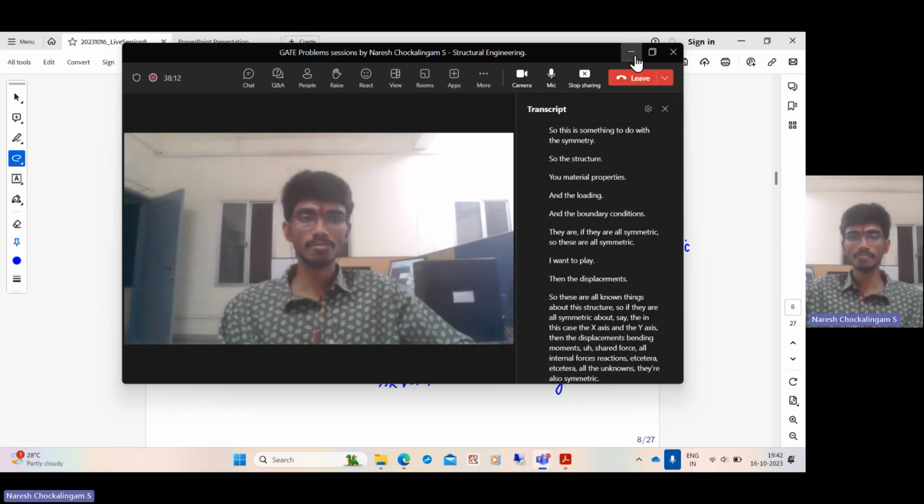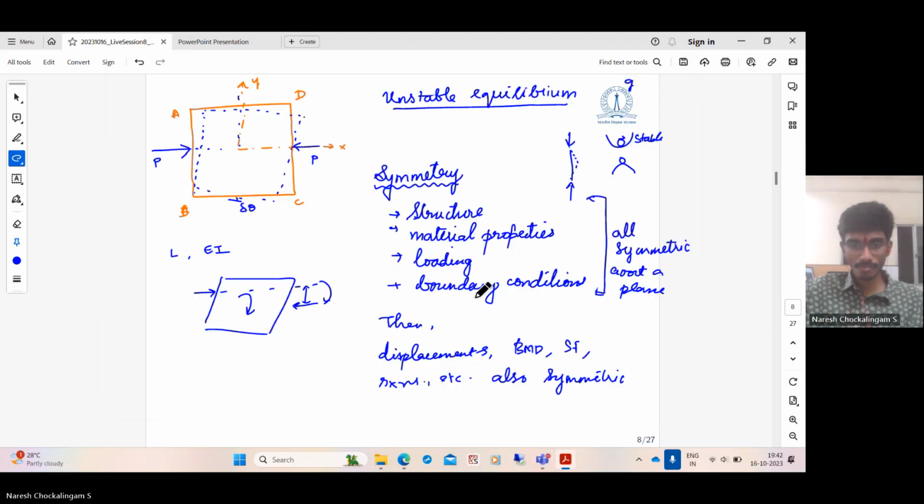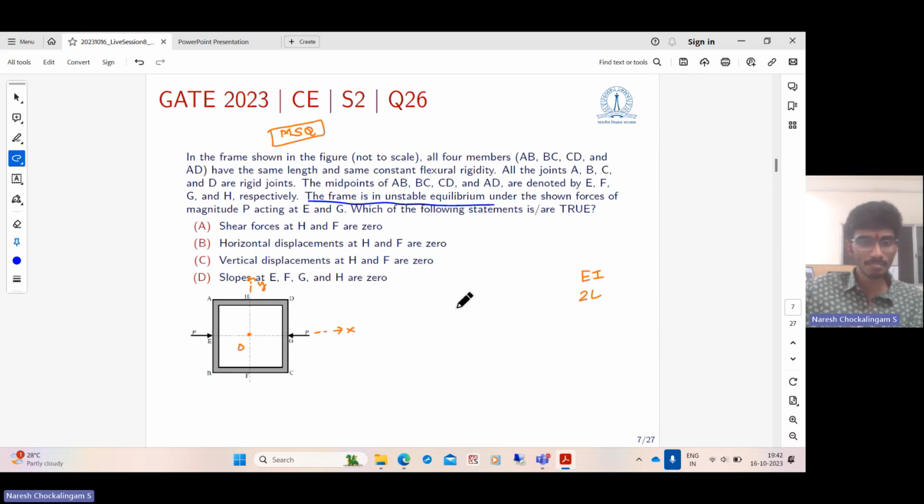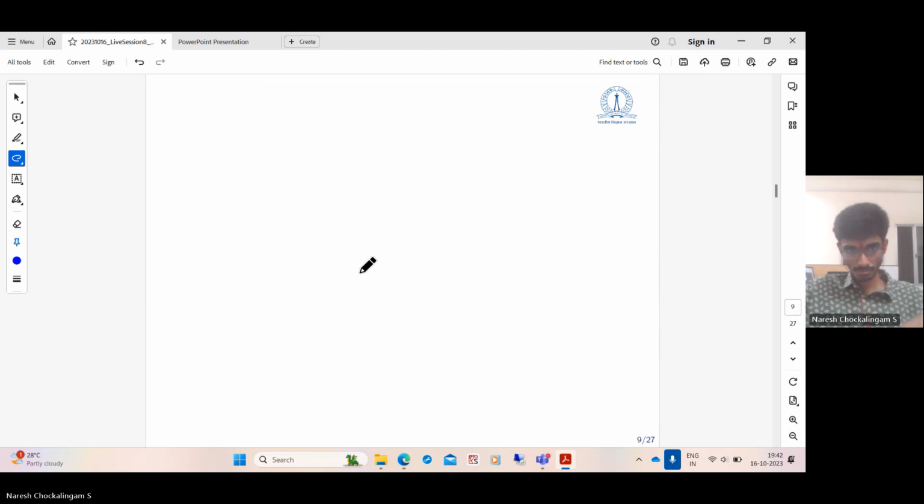Right? So that is what it means. In this case, we have statements that relate to the shear forces, the horizontal displacements, vertical displacements, and the slopes. So let us look at each one of them.